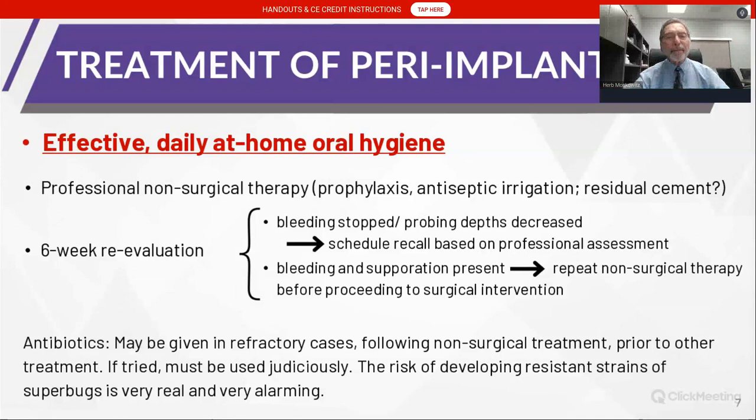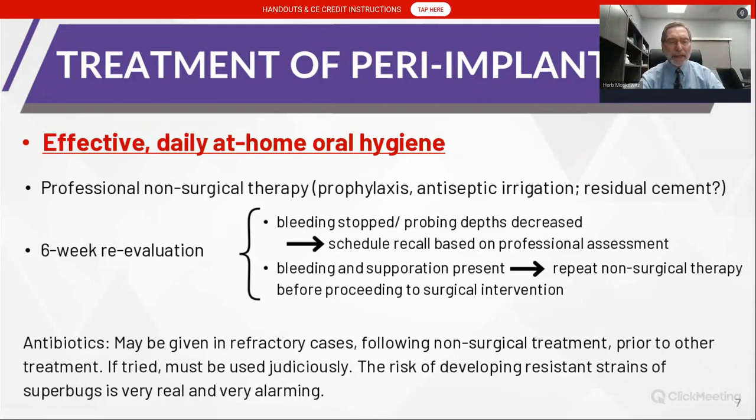Now, peri-implantitis also requires, and it's critical, that we have effective daily at-home oral hygiene. That's the unifying theme for both peri-implant mucositis and peri-implantitis as to how this needs to be treated. So in addition to effective daily at-home oral hygiene, the first phase of treatment for peri-implantitis is a non-surgical phase. That's a professional treatment, which can involve prophylaxis, antiseptic irrigation, and checking for any residual cement.